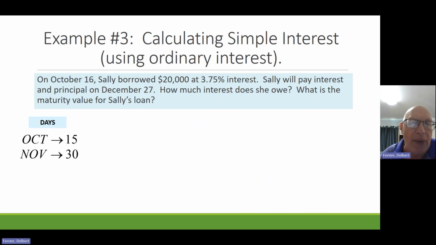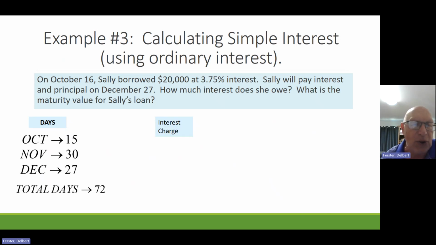We're in play all the way through November, which has 30 days. We're paying on the 27th, and do remember that we include the day that the loan is paid as a day of our loan. So 27 into December. Grab your trusty calculator. So we've got 72 total days.